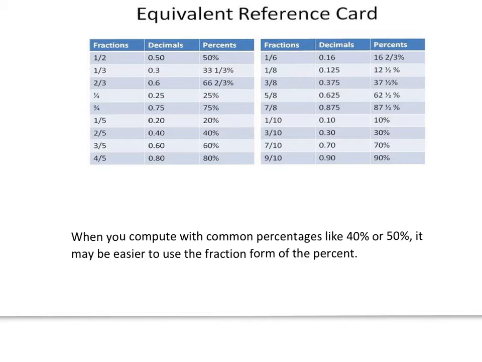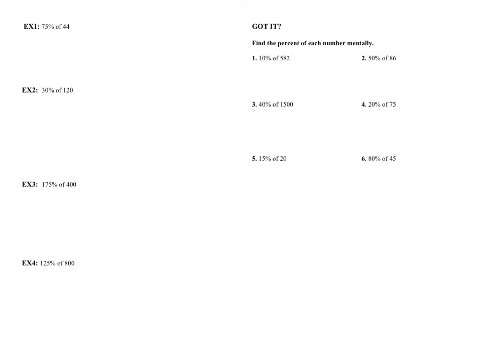We have an equivalent reference card that we could follow so we can easily convert our fractions to decimals and then our decimals to percentages. When you compute with common percentages like 40% or 50%, it may be easier to use the fraction form of the percent because you'll be able to cross-cancel and cross-divide. Now go ahead and turn your page over to the back side.